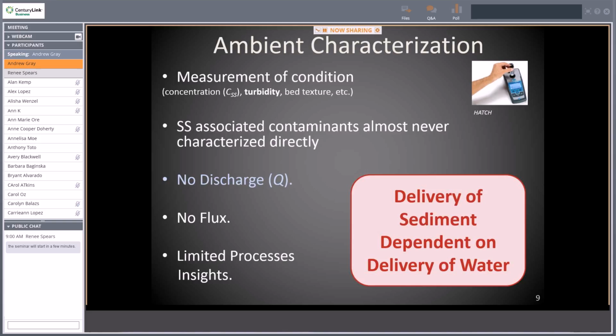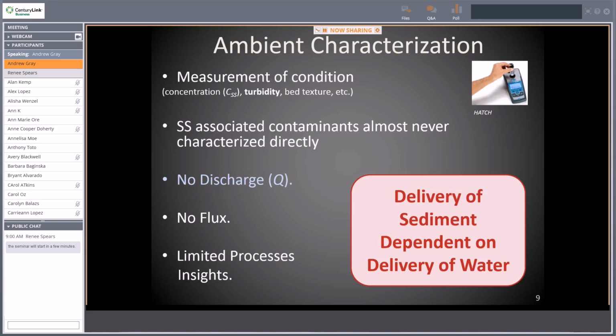The issue is, when we actually look at contaminants that are associated with sediment, it's almost never characterized directly from this flux of material through the system in suspension, but rather by sampling channel banks or channel beds.